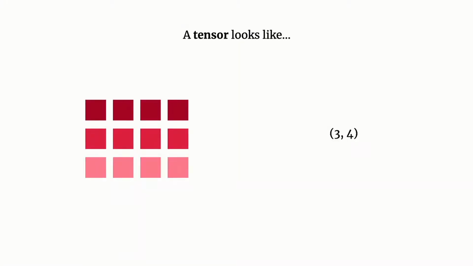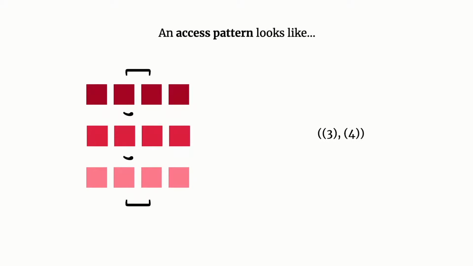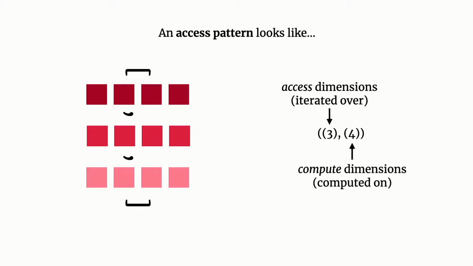So access patterns, you can think of them as basically a view on top of a tensor. They just add a bit more information on top of the traditional tensor. Whereas a tensor is usually defined by a tuple of integers called a shape, so in this case 3, 4, indicating that this tensor has three rows and 4 columns, an access pattern is defined by a pair of tuples, where the first tuple holds what's called the access dimensions, which are the dimensions that are iterated over, and the second tuple holds the compute dimensions, which are the dimensions that are computed on. And concatenating those two tuples together gives you the shape of the underlying tensor, in this case, 3, 4.